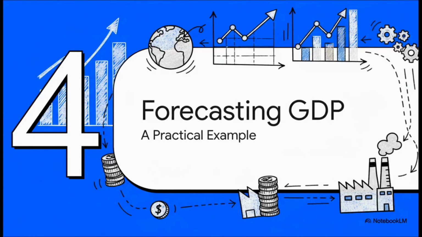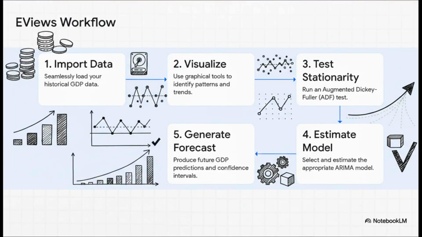Theory is one thing, but let's make this real. We're going to walk through what a practical, real-world forecasting project looks like, predicting a country's GDP. So, here's the game plan you'd follow in EViews. Step 1, you bring in your historical GDP data. Step 2, you graph it. Get a feel for what's going on, look for those trends. Step 3 is the big one. Run that ADF test to check for stationarity. Then, based on what you find, step 4 is picking and estimating the right ARIMA model. And finally, the moment you've been waiting for, you generate your forecast, and you even get confidence intervals that show you the range of what's most likely to happen.